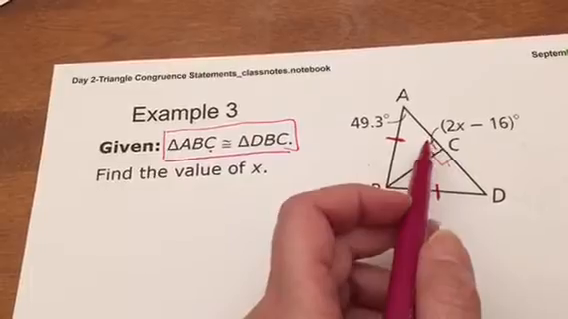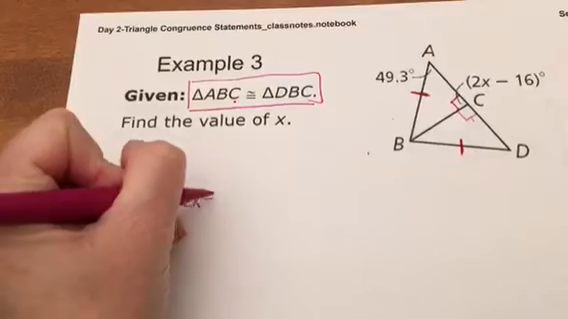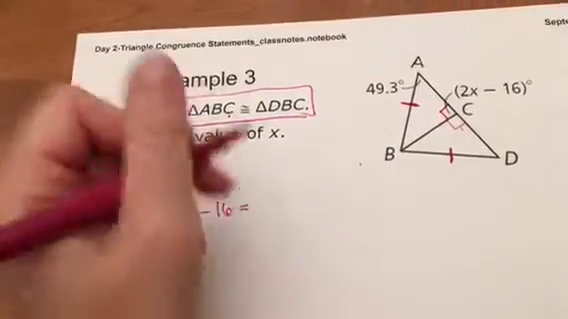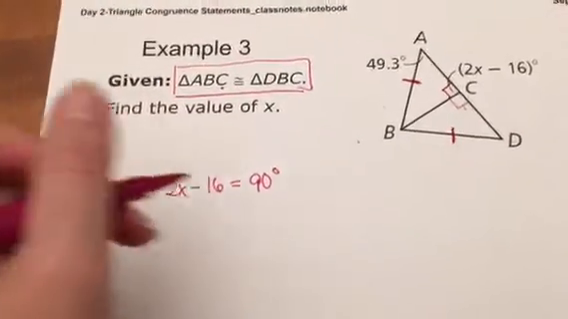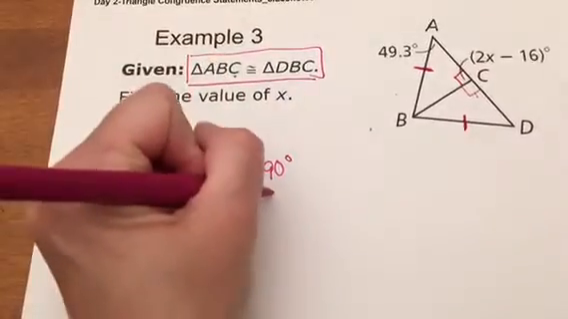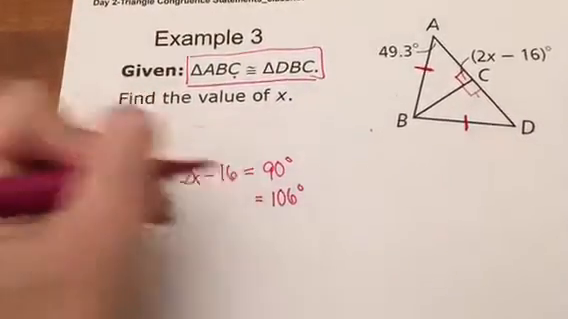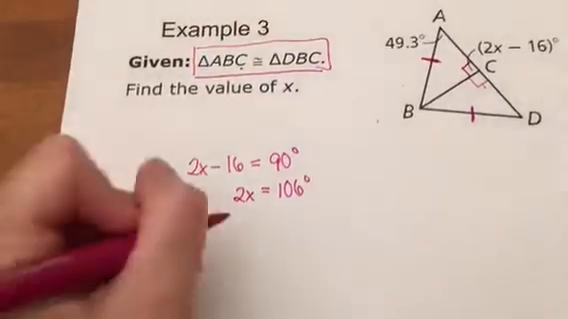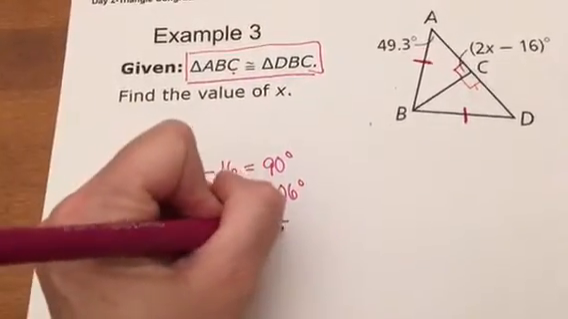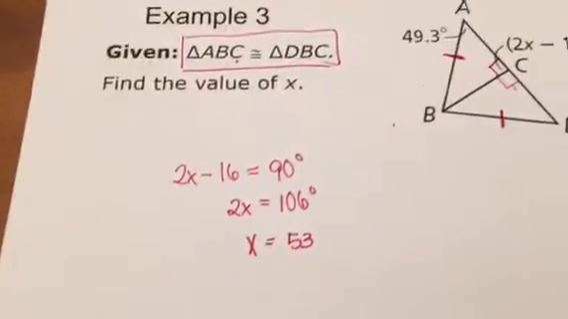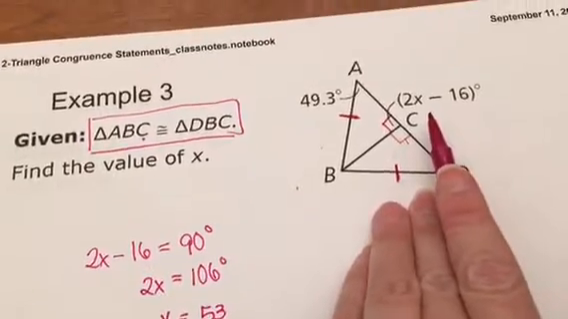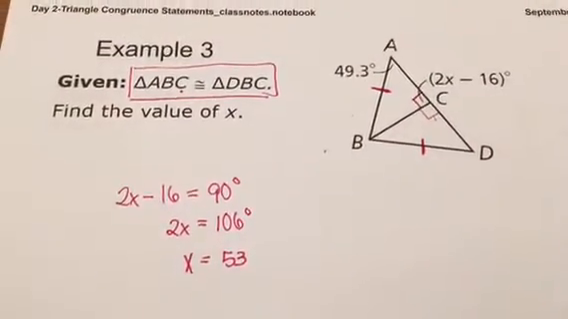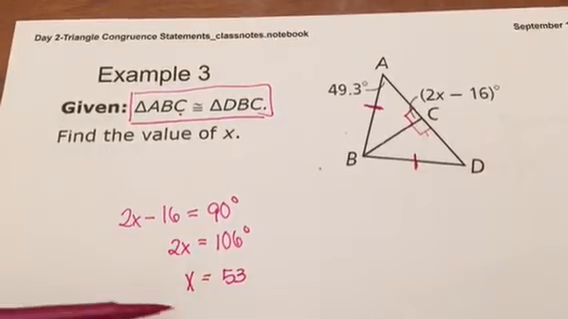So since these are both 90 degrees and I know that they're congruent, I can just say 2x minus 16 is equal to 90 degrees, and I can solve my problem. So I'm going to end up with 106 is equal to 2x. So x is equal to 53. Now technically I don't need a degree mark on this as units because my x is actually in the problem. So I solve for x, and then go ahead and check your work.